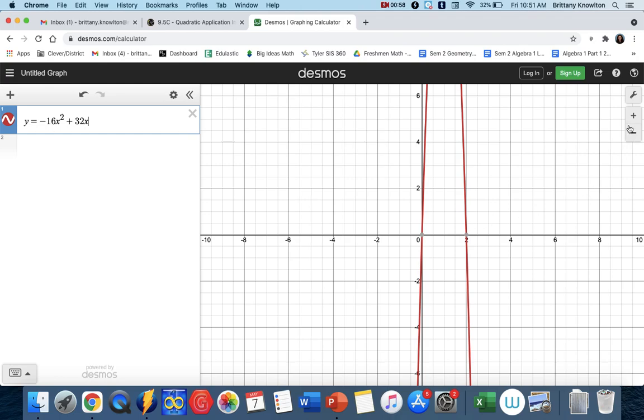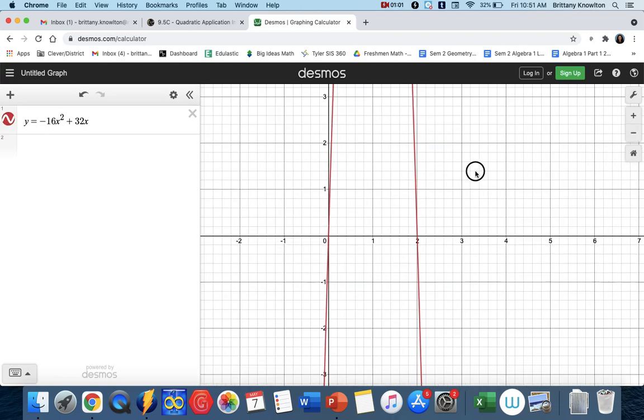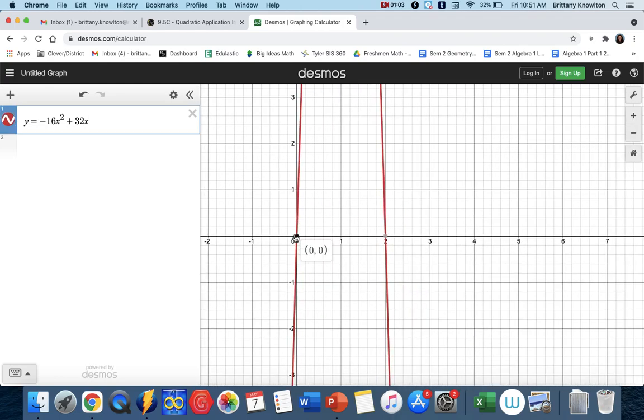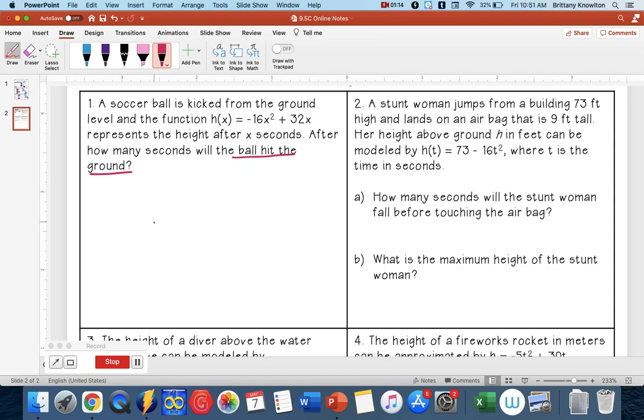And so if I zoom in on my graph here, I see the ball starts at 0 feet since I'm kicking it from the ground. It goes up, and I see it lands after 2 seconds. So my answer here is going to be 2 seconds.